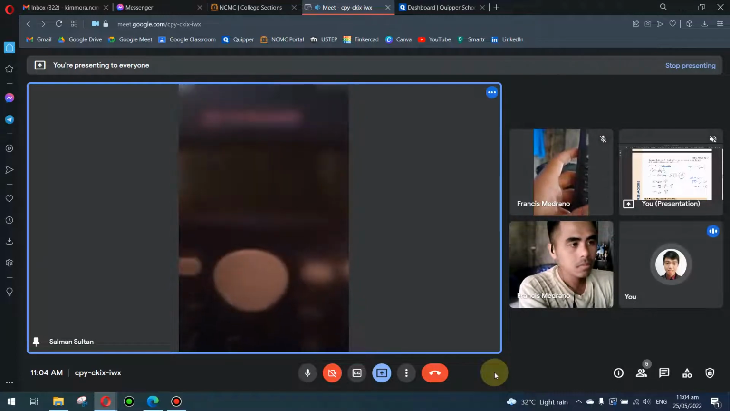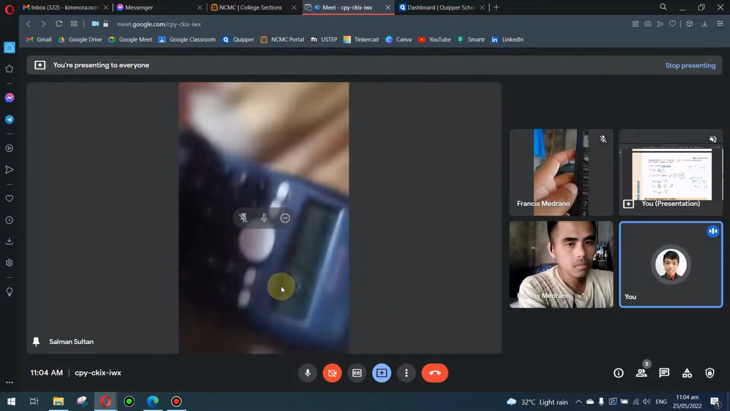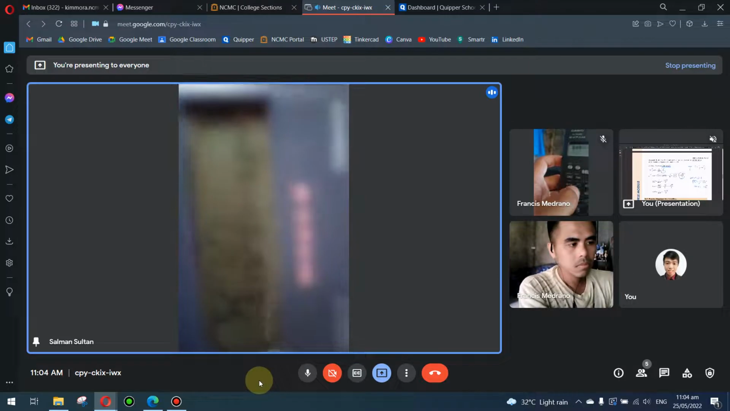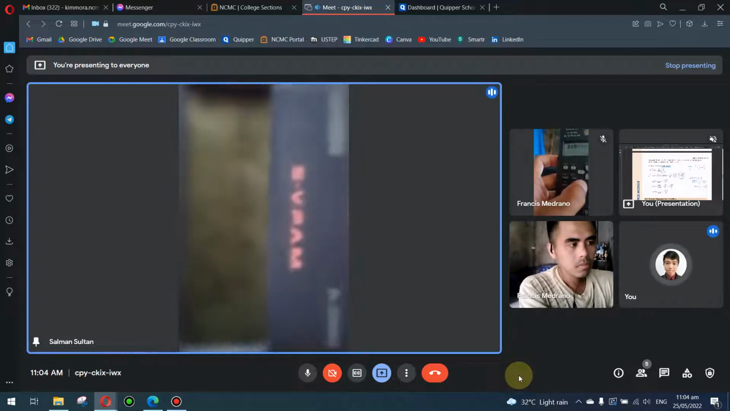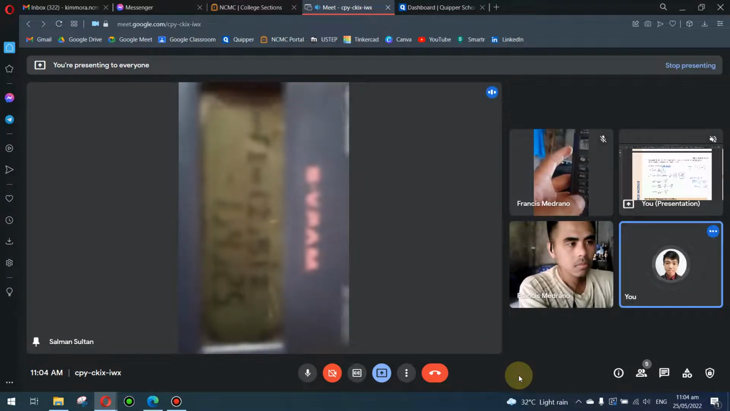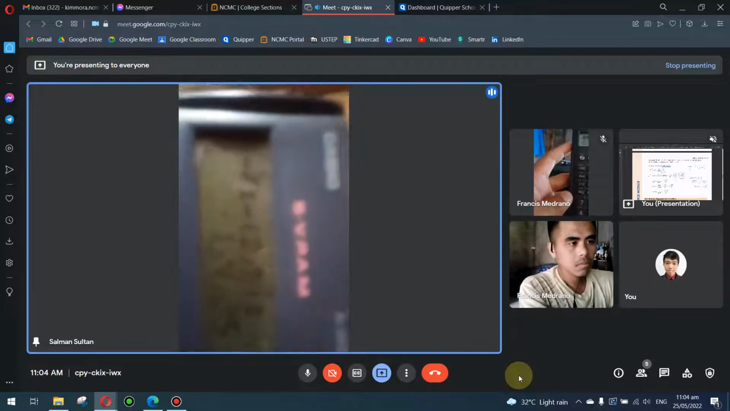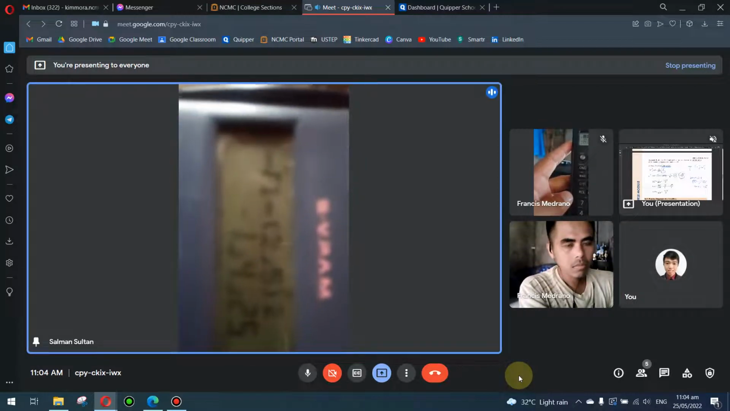Imo magurong gi-blur mo nang background, na mag-blur na siya. Tanggala sa ato imong blur nga black background. Nakatanggal, sir. Oh, sige. Nakita mo, sir? Oo.